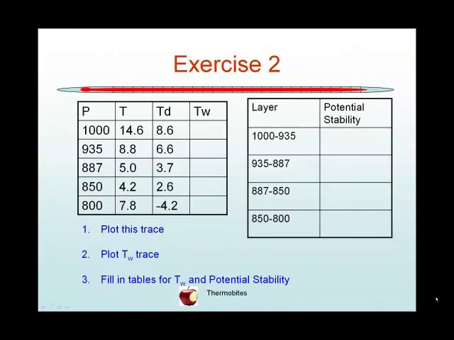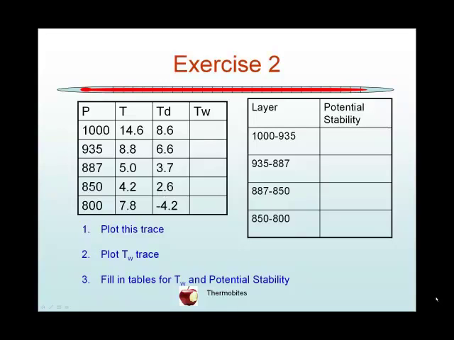So here's an exercise for you to perform. Plot this trace and then calculate the wet bulb temperature. Remembering the way in which this is done is go up a dry adiabat and the mixing ratio line from the given pressure till saturation and move back down a saturated adiabat to your original level. So plot this wet bulb temperature trace and then fill in the table for Tw and potential stability. Pause the video now and do that exercise.